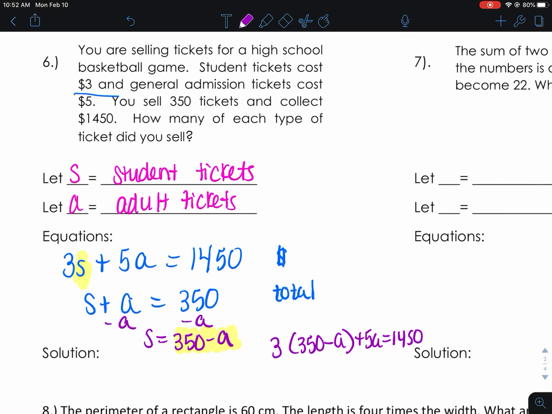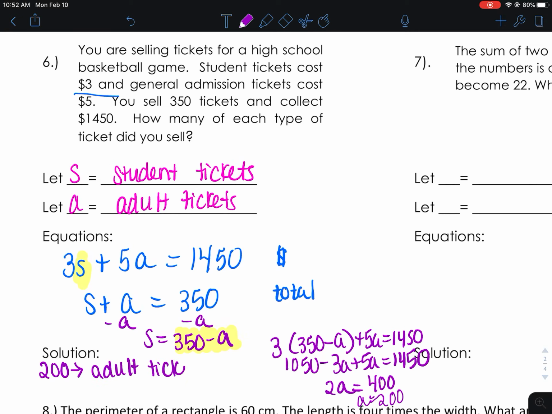Two times 1350. That's like 900 and 150, so 1050. Minus 1050 on both sides, this is going to be 2A is equal to 400, so A is equal to 200. So that means you have 200 adult tickets. And honestly, you can just look here at this one. If you have 200 adult, 350 total, you could plug it in, or you could just look at it and say, well, that must mean that 150 are student tickets.